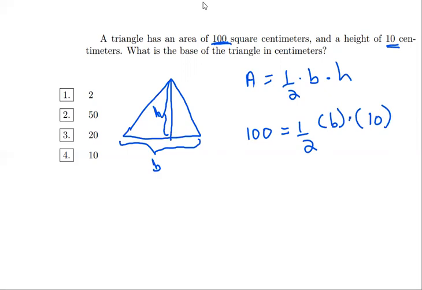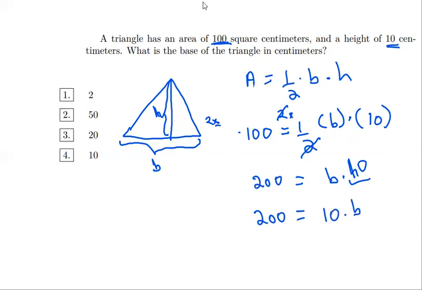And so there are many ways you could go about solving this equation for B, but I like to get rid of the fractions first. So if I multiply this side by 2, and if I multiply this side by 2, well, this 2 cancels that. On the right-hand side, I just have B times 10. And on the left-hand side, I have 2 times 100, which is just going to be 200. So just to take note of what I have, 200 is equal to 10 times B, and I want to solve for B.